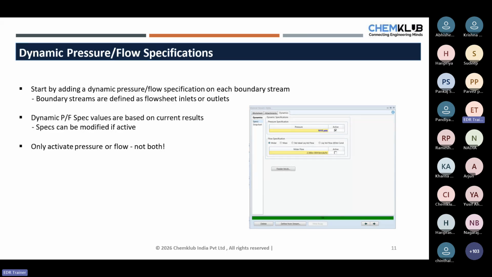So the dynamic simulation is generally initialized using steady state results. So you first run your steady state simulation for that particular portion, and then you have to activate either pressure or flow, not both. That is the one important thing. You can see in this screenshot also, the pressure has been activated, which is more commonly used for dynamic simulation. Once you do that, you have covered your first step.